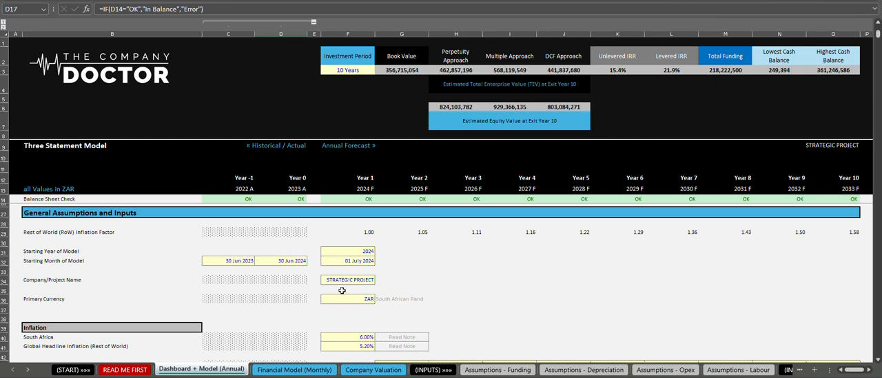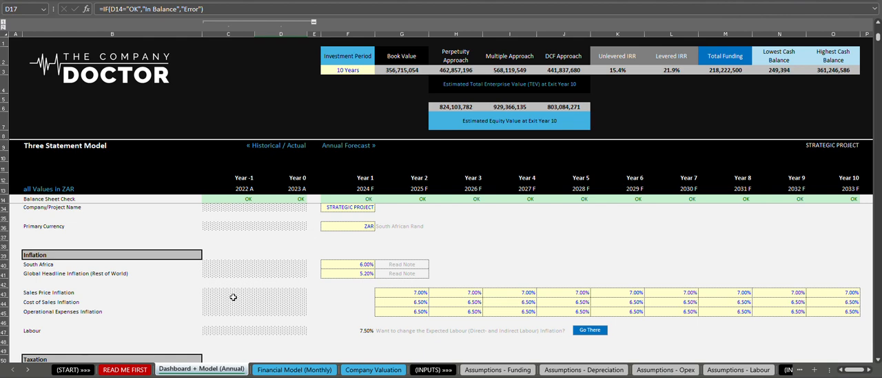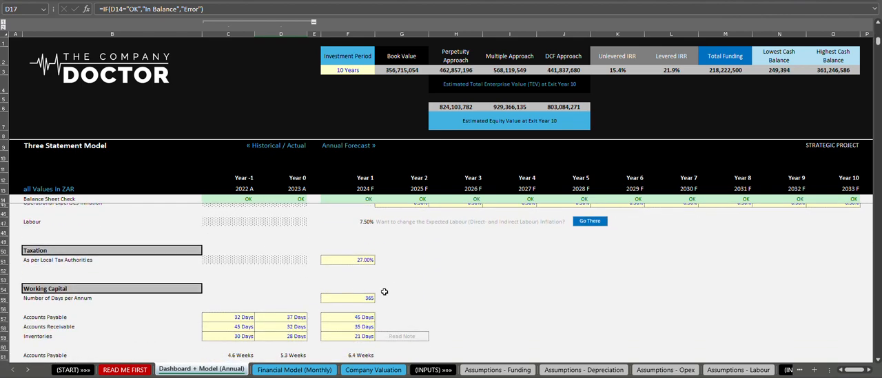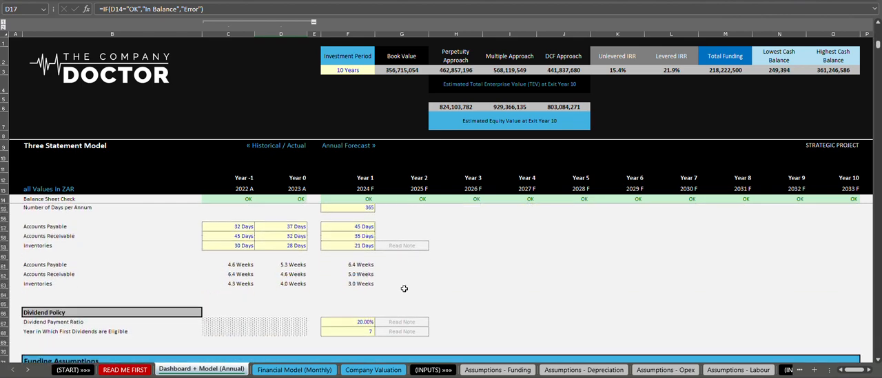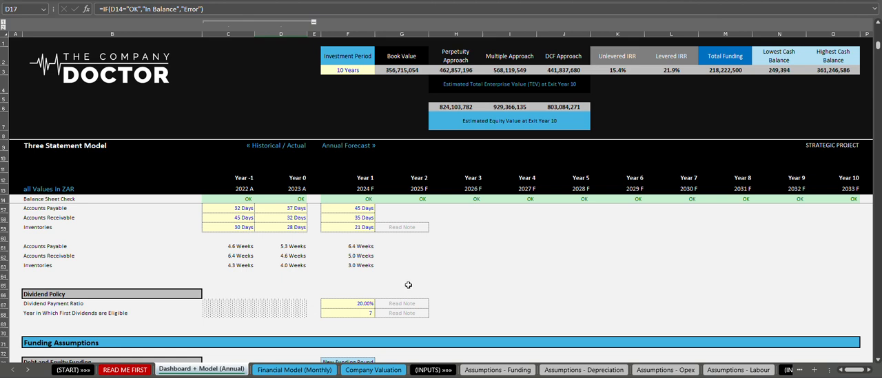So to make it easier for the person using the model, we've split the assumptions between general assumptions. So this is where things like inflation, taxation, working capital is addressed.